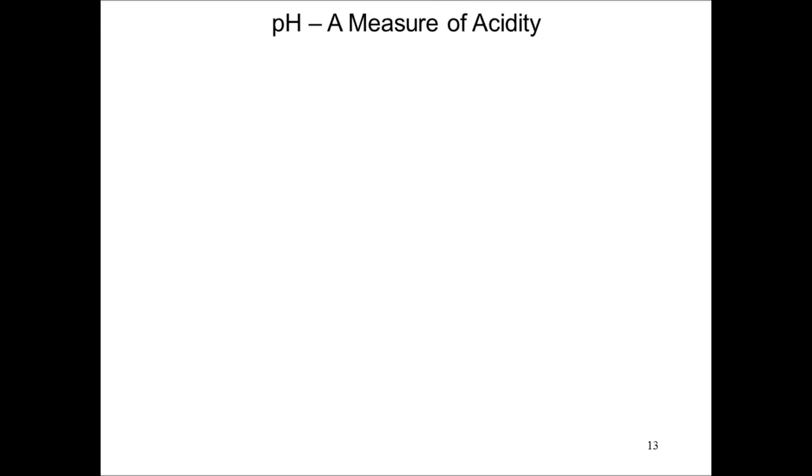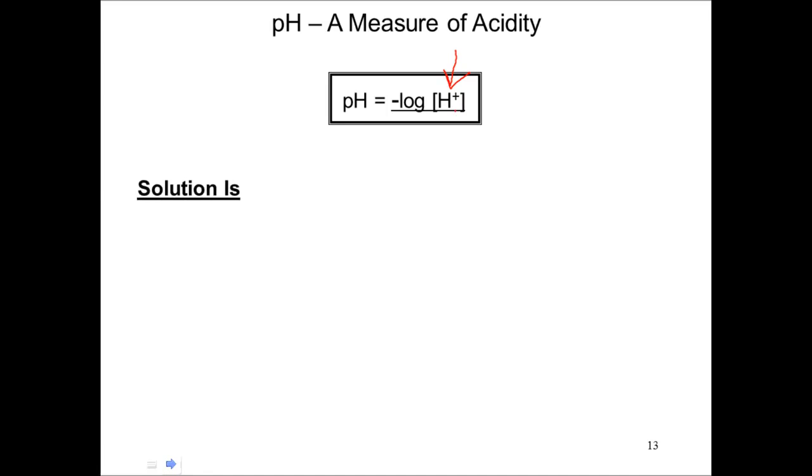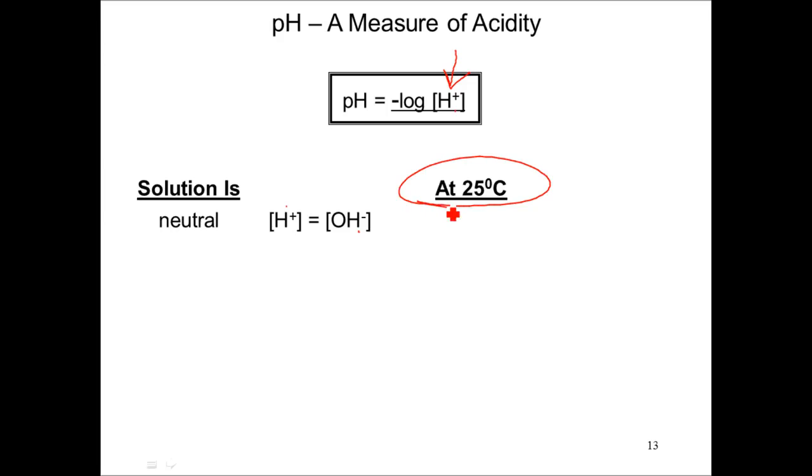On slide 13, now let's take all this and relate it to a very familiar pH scale. So pH, we say, is a measure of the acidity. And pH is equal to, mathematically, minus the log of the hydrogen ion concentration. So your solution is neutral if your hydrogen ion concentration is equal to your hydroxide ion concentration. At 25 degrees Celsius, the hydrogen ion concentration is known to be 1 times 10 to the minus 7.